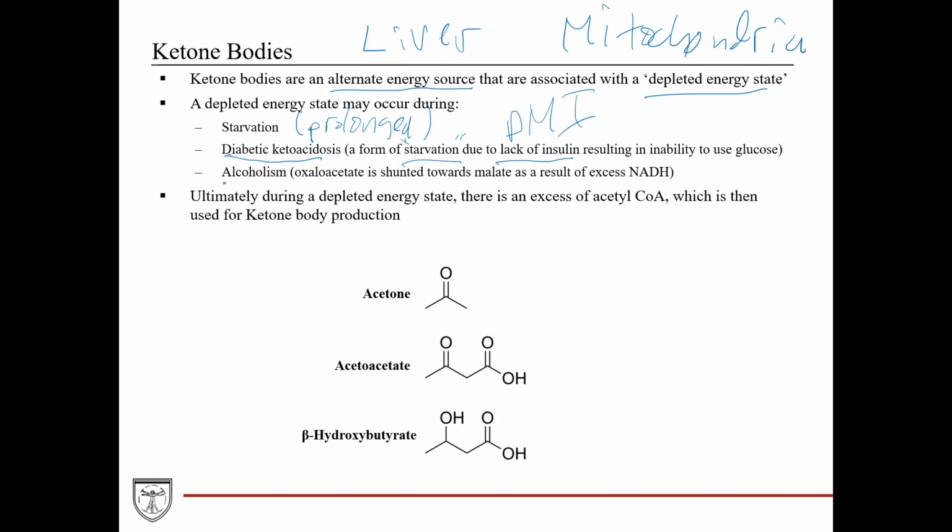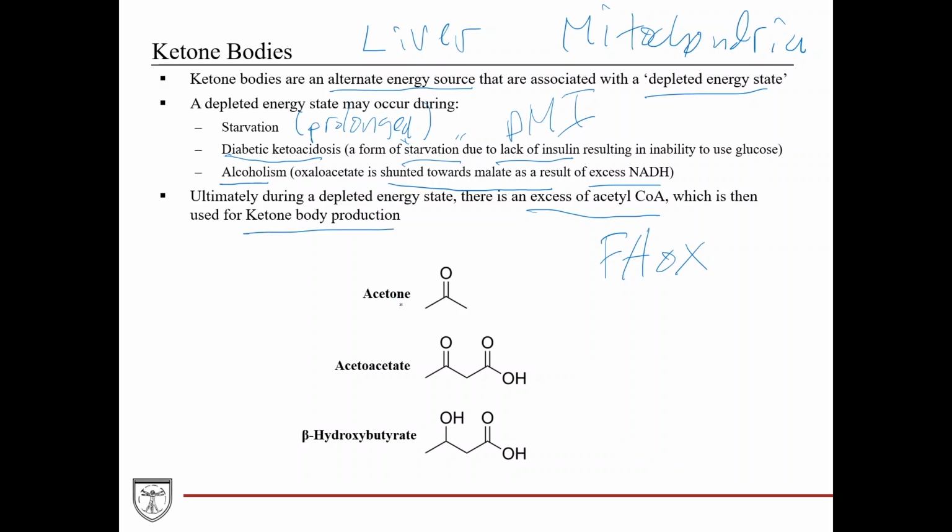And then a third example here is alcoholism. This is where oxaloacetate is shunted towards malate as a result of excess NADH. We talked a little bit about this in the gluconeogenesis lecture. We're also going to talk about this in the alcohol metabolism lecture in Unit 4, in the nutrition unit. Ultimately, though, during a depleted state, there's an excess of acetyl-CoA, and this mainly comes from fatty acid oxidation. And then this acetyl-CoA is used for ketone body production.